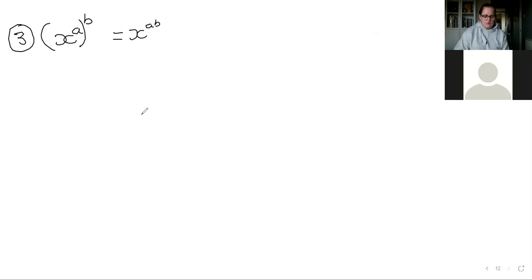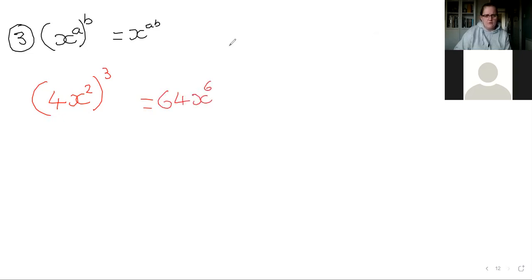Let's get this one up. We've got 4x squared to the power of 3. So let's expand these brackets like we would do normally. There's two ways of doing this actually, but we'll go this way first. So 4x squared, I'm going to get 64x to the power of 6.